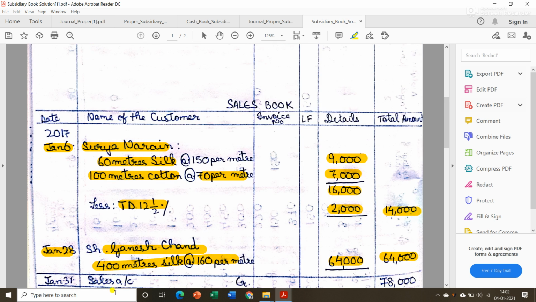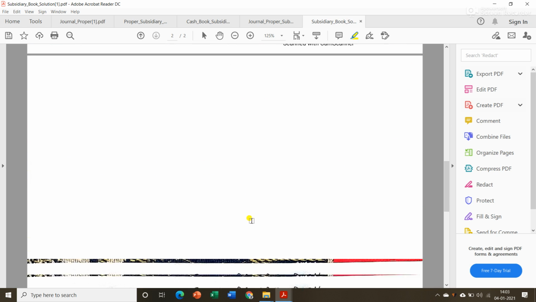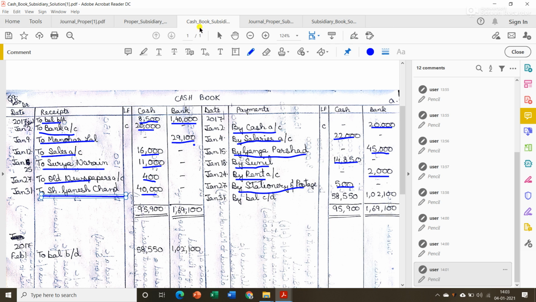Then sales book, same, you have to write January 31 sales account. If purchases book was debit, it will be opposite, that is credit, and you have to find out total, that is 64,000 plus 14,000 is 78,000. Then next subsidiary book we have sales return book. January 31 sales return account. If sales account was credited, this one will be debited, and the amount is 2,450. Then next is cash book.